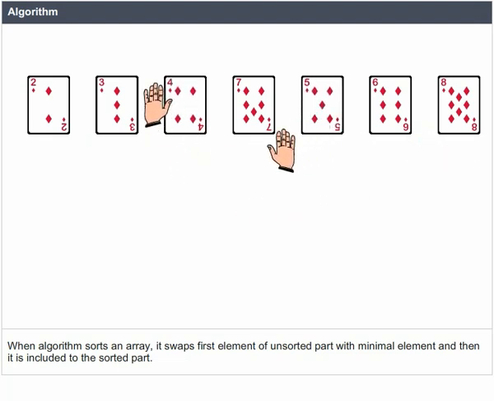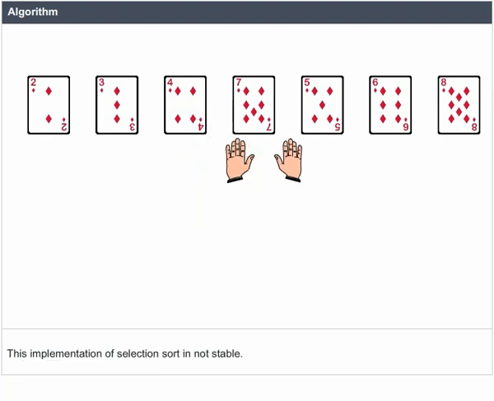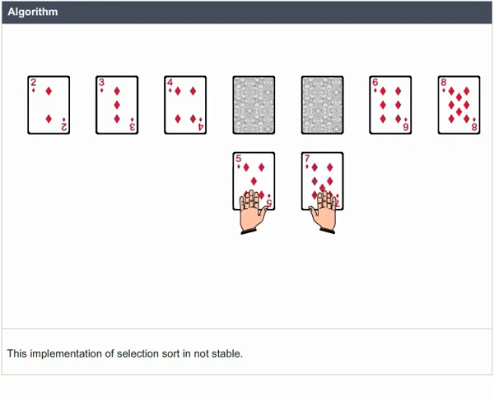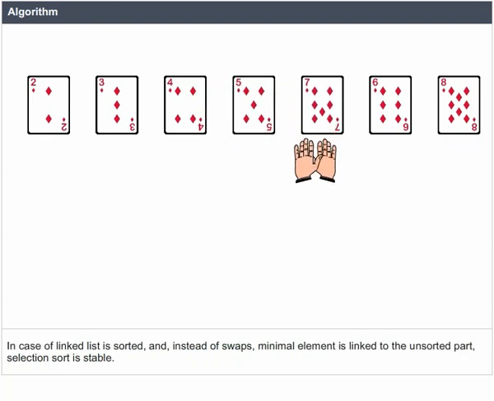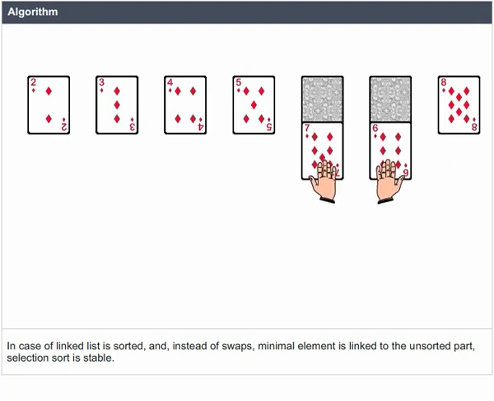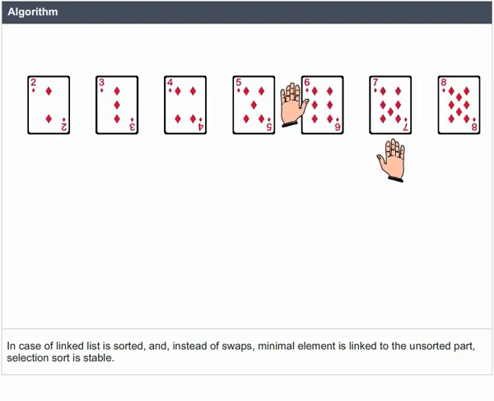This implementation of selection sort is not stable. In case a linked list is sorted, instead of swaps, the minimal element is linked to the unsorted part. Selection sort is stable. Let us see an example of the insertion sort routine to make the idea of the algorithm clearer.